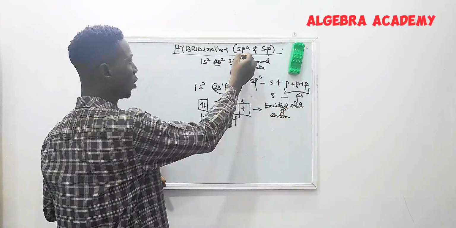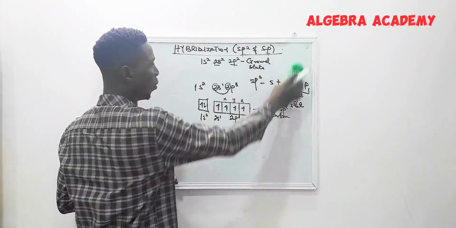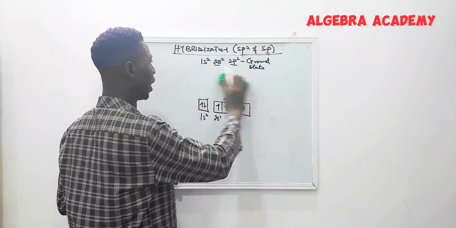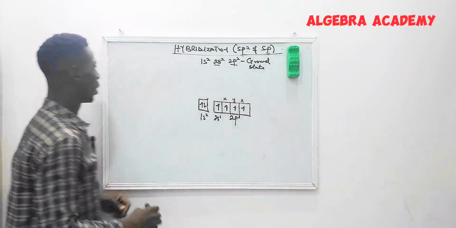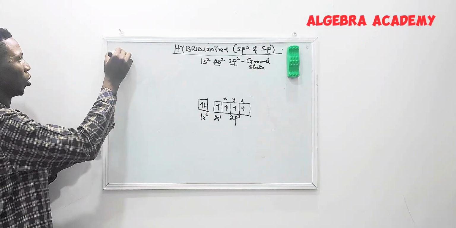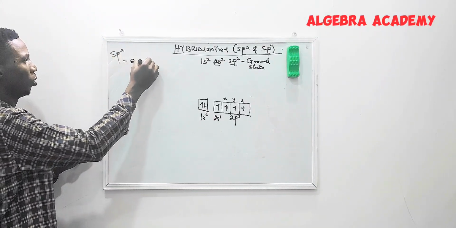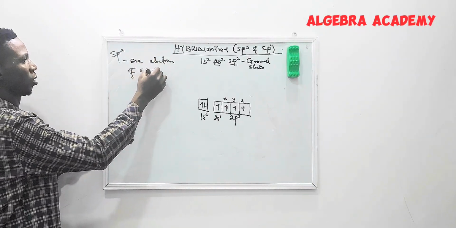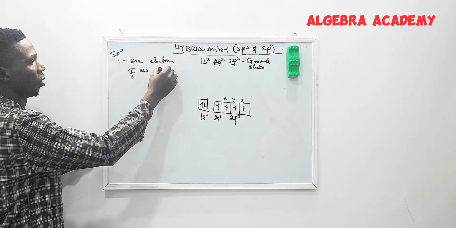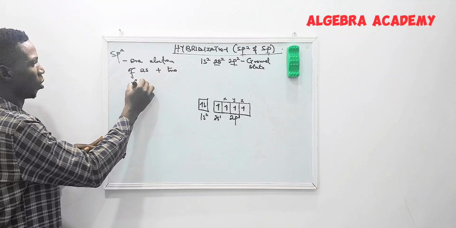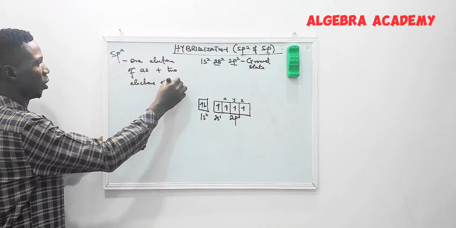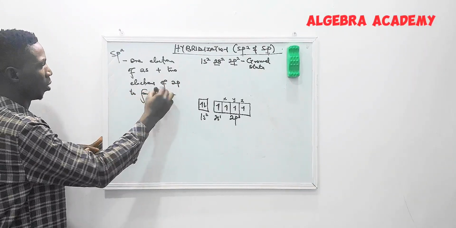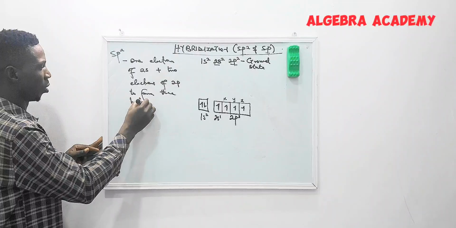So right now I want to check for sp2 and sp. Starting with sp2, the same way we did for sp3 in the last class, sp2 means 1 electron of 2s plus 2 electrons of 2p to form 3 hybrid orbitals.